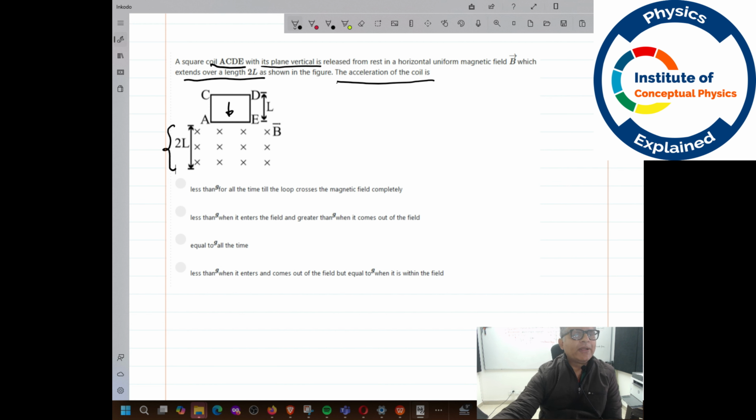So choice number one: it's less than g for all the times till the loop crosses the magnetic field completely. B: less than g when it enters the field, and greater than, and so on and so forth. Let's quickly analyze what's going to happen.